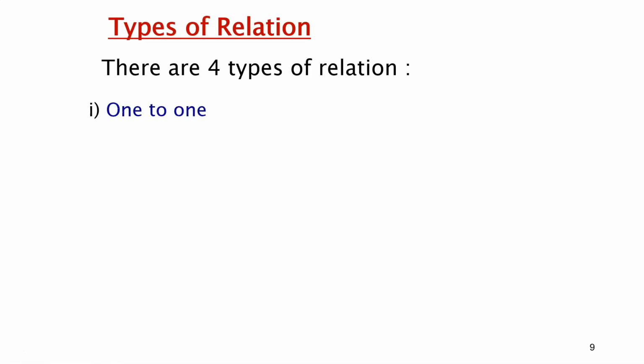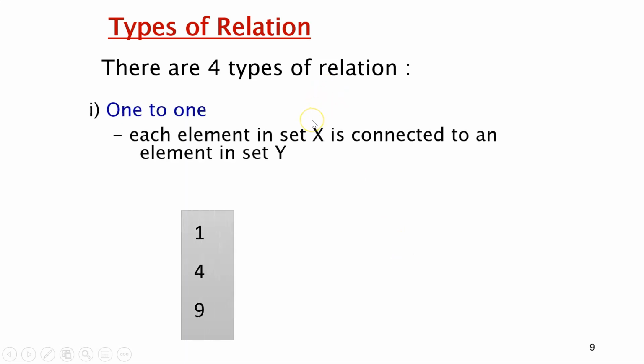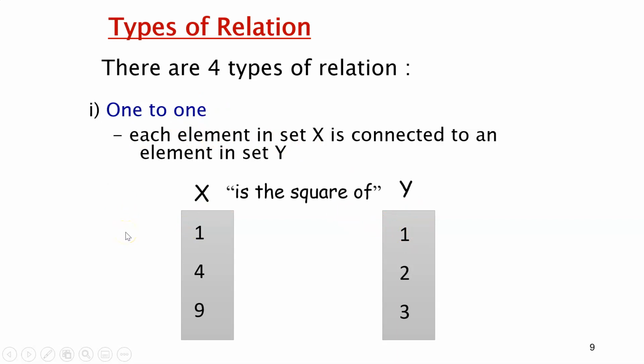There are these types of relations. There are 4 types of relation. Ada 4 jenis semuanya. The first one is 1 to 1. Satu kepada satu. So each element in set X is connected to an element in set Y. Maksudnya satu elemen di X ni akan pair dengan satu elemen di Y. 1 to 1, satu kepada satu sahaja ya.